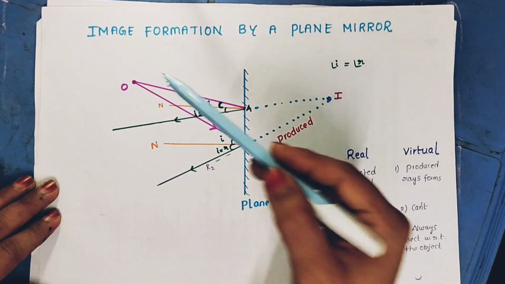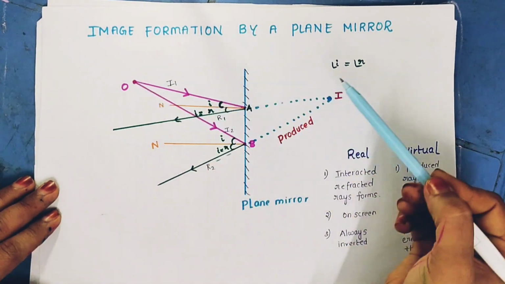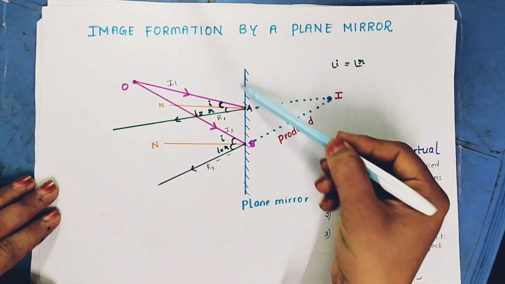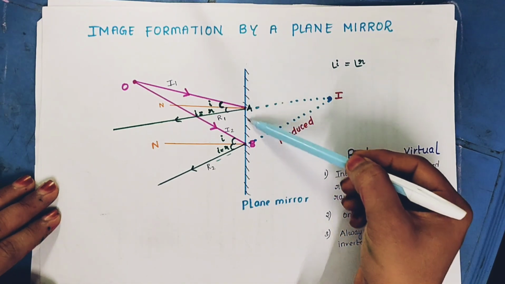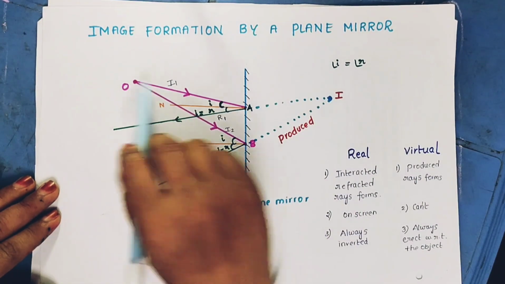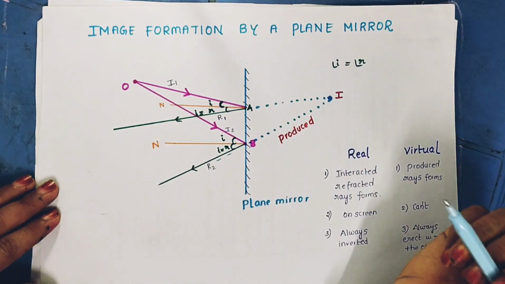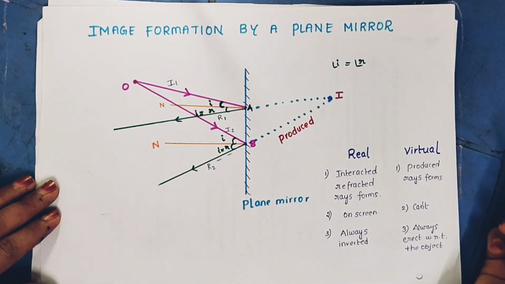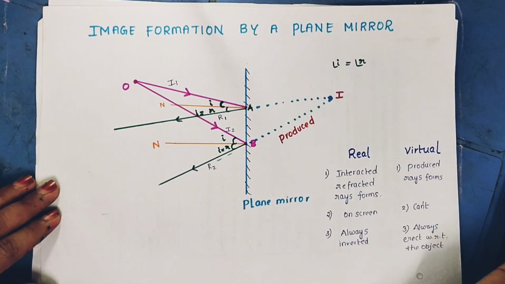This is how the point object has formed its image by a plane mirror which is highly polished at one side. Done? Point object and point image. Now here come two sorts of questions. Is it a real image or a virtual image?